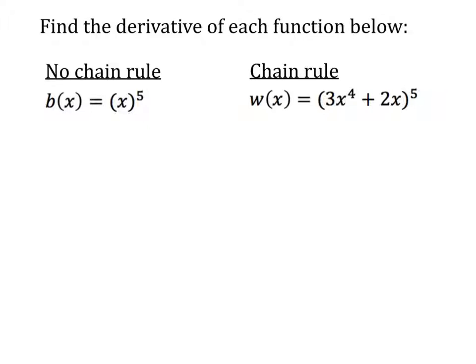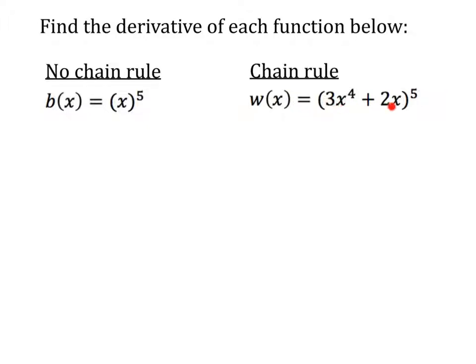Now notice the difference between these two equations. Why is one no chain rule and why is one with chain rule? Well, you notice that this first one, the b of x on the left side here, is just x to the power of 5. The power of 5 is like our function, but since I just have an x on the inside, I know how to deal with it. I can use power rule.